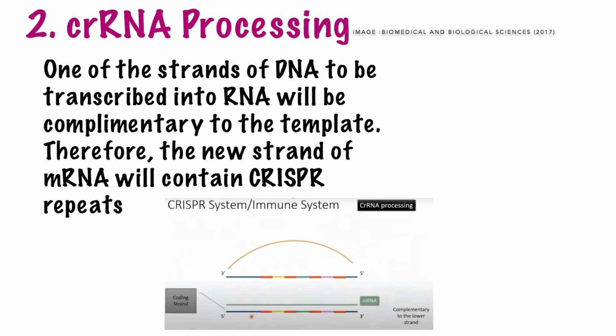The second step is CRISPR RNA processing. One of the two strands of DNA is going to be transcribed into mRNA, which is going to be complementary to the DNA template, and we can call this DNA strand the coding strand. There are three types of CRISPR RNA processing.